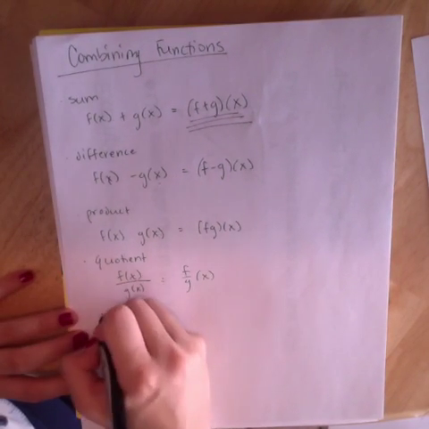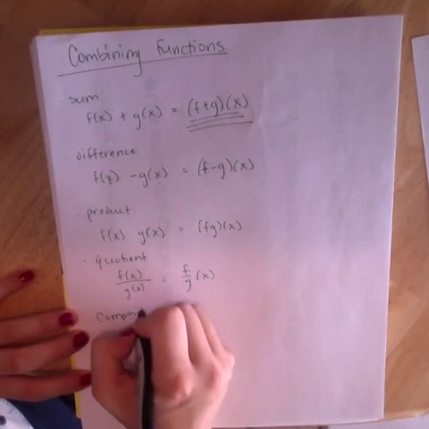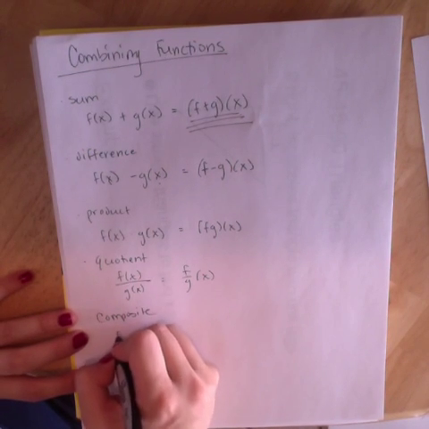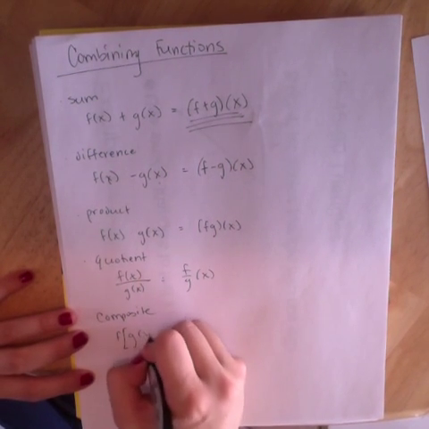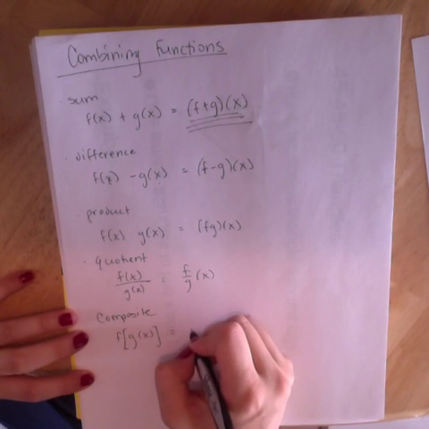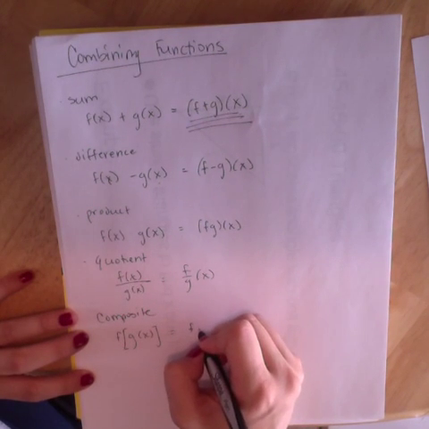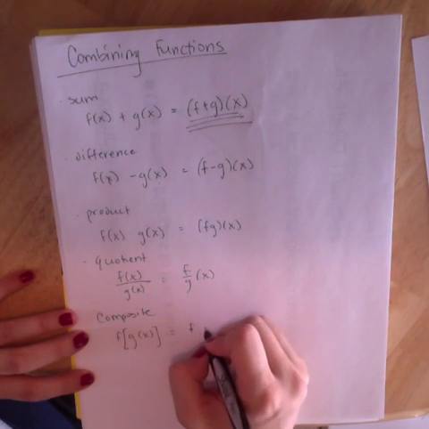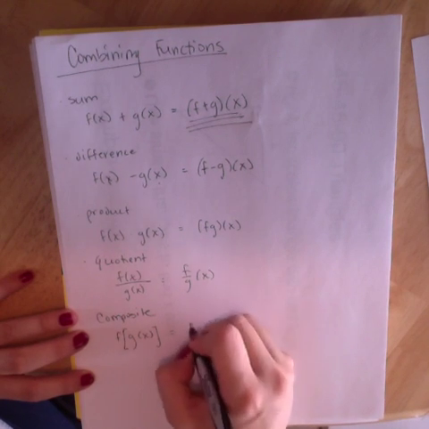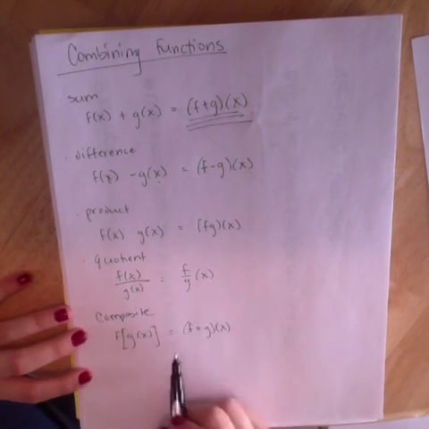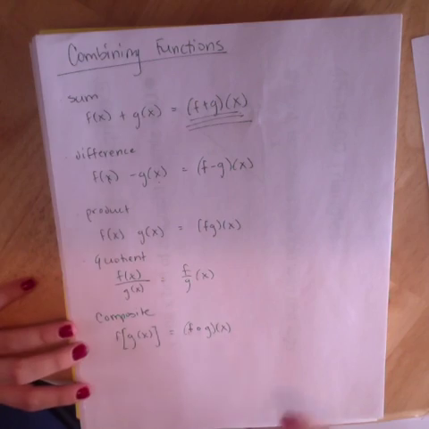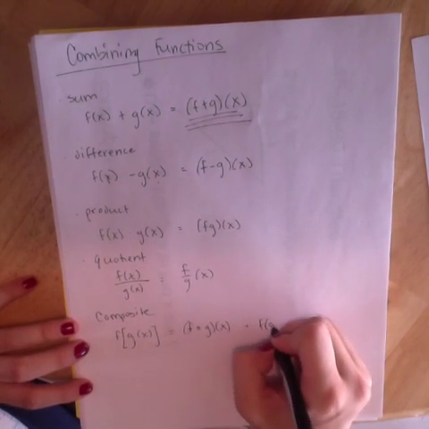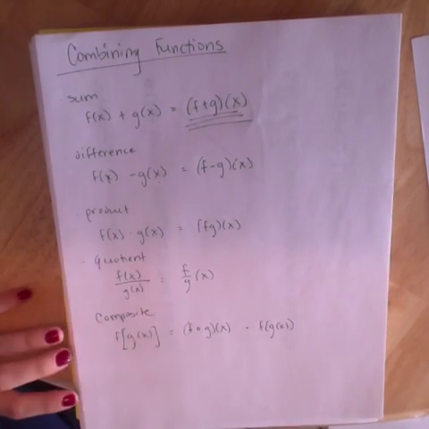And composite functions, we have f evaluated at g of x, which we write as f of g of x, or f circle g, okay? This is also saying f of g of x, right?